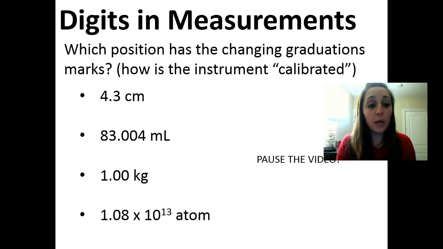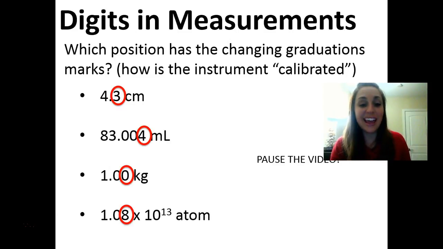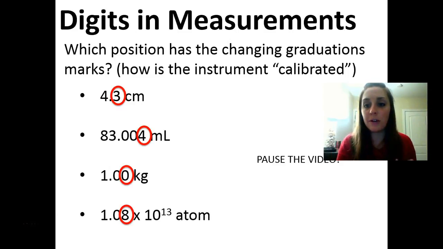All right, so for 4.3 centimeters, your 3 is estimated. I'm circling estimated in red like I did before. So in 83.004, the 4 is estimated, and in 1.00, the last 0 is estimated, and in 1.08 times 10 to the 13th, the 8 is estimated. This is what we figured out before. The last digit was estimated.